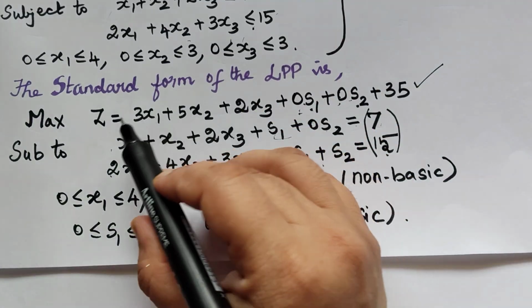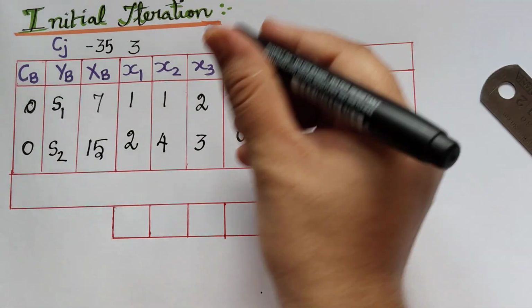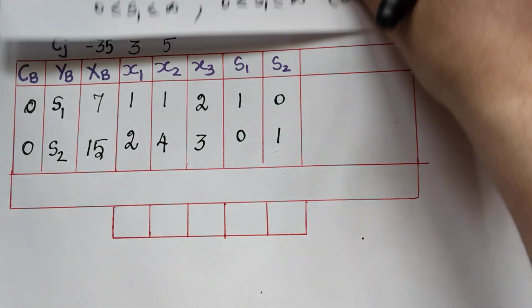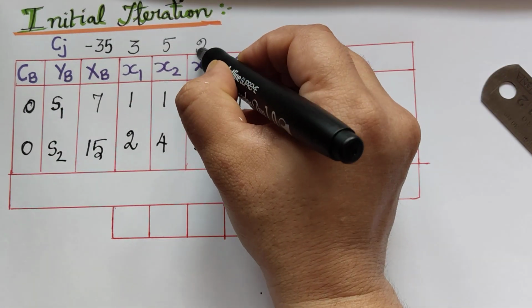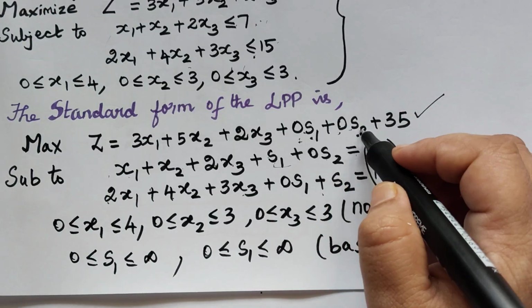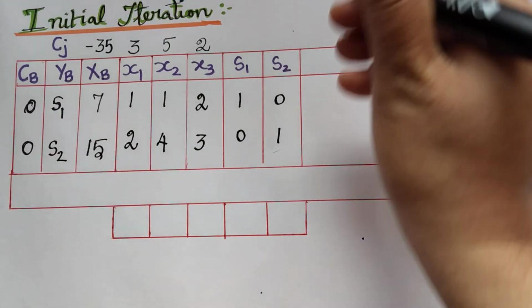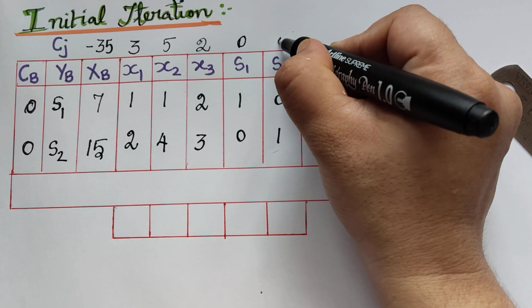The cost of x2 in the objective function is 5, so we write that here. What is the cost of x3 in the objective function? It is 2, so we write that here. And the cost of s1 and s2 in the objective function are both 0, so this has to be filled with 0.